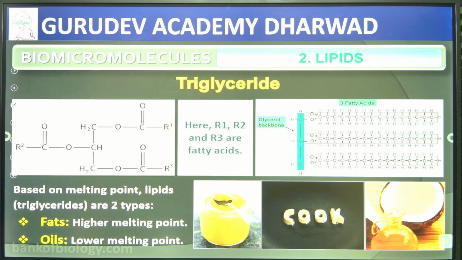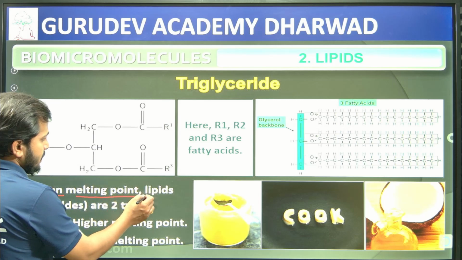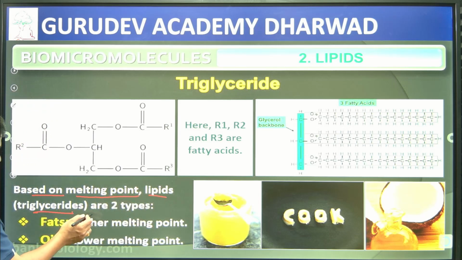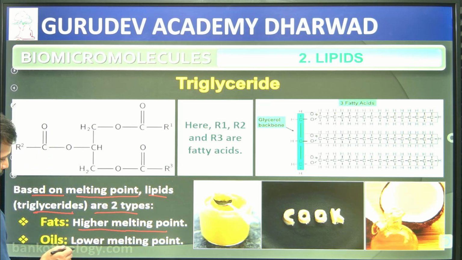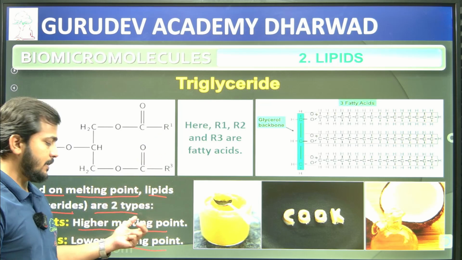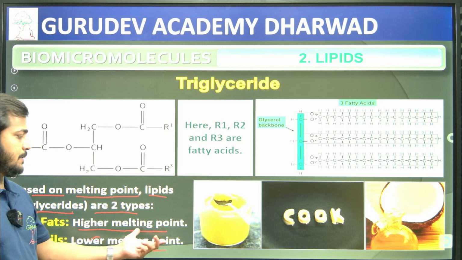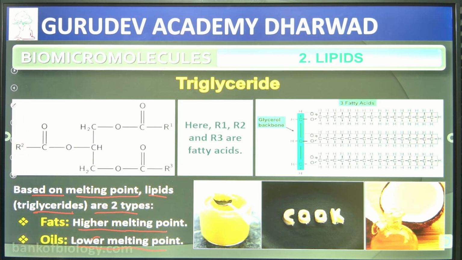Then triglycerides, if you consider, are of two types based on melting point. Fats have a higher melting point, and oils have a lower melting point. So fats have a higher melting point, right? Then oils have a lower melting point. That is what you should remember.